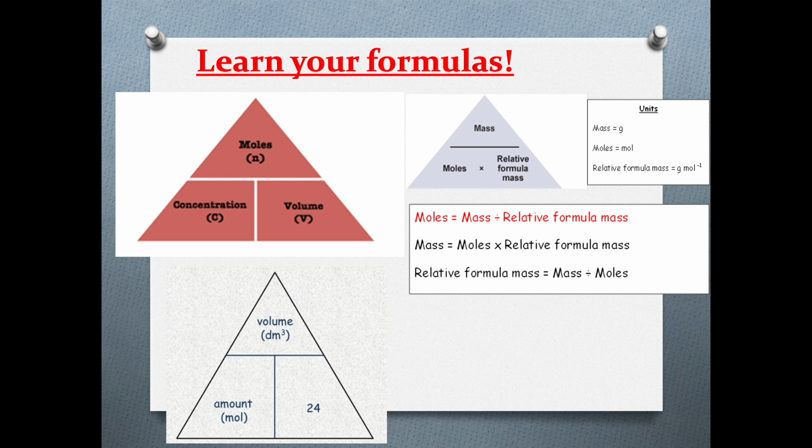So if we look at this area here, when you're looking at the formula for working out moles and concentration, let's say for example I'm working out concentration, you cover up concentration and then it's moles divided by volume. If you want to work out moles, if you look where my arrow is, you cover up moles and it's concentration times volume. So these are the main formula triangles that you need to use.